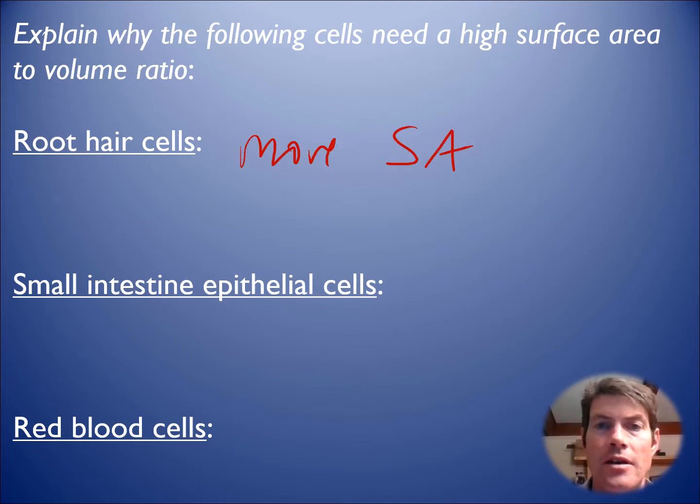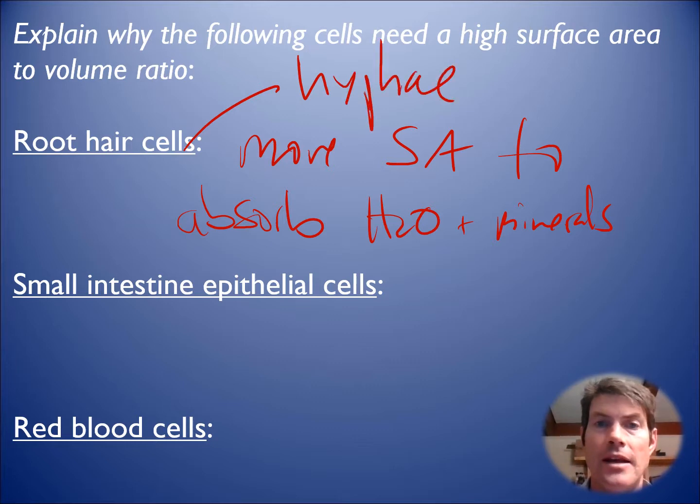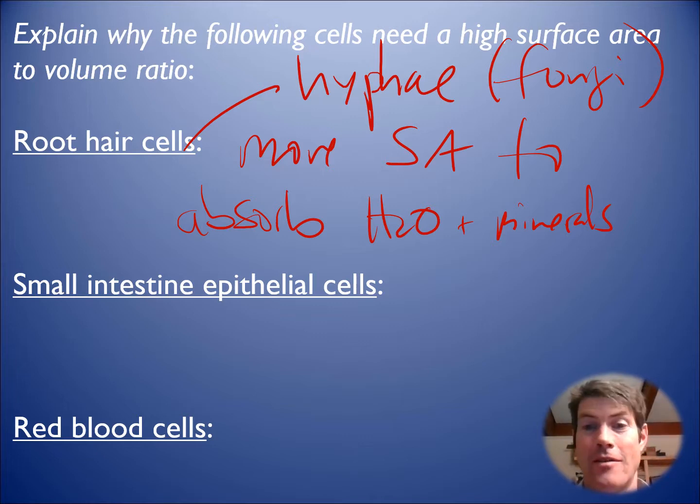Oh, so explain this. More surface area to absorb water and minerals. And interestingly too, roots, we'll talk about hyphae later, but these are fungi. It further increased surface area by associating with these hyphae that have even more surface area than these regular cells that we're looking at. And without that, a lot of trees wouldn't be able to absorb enough water in order to survive.